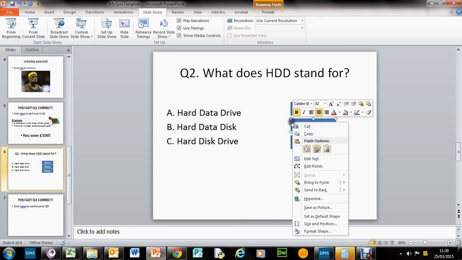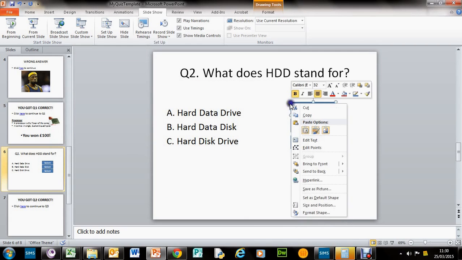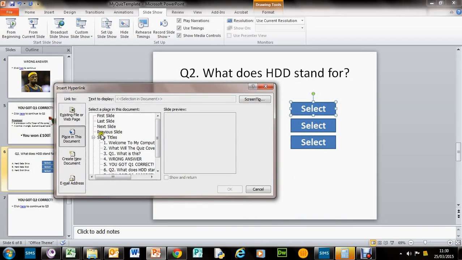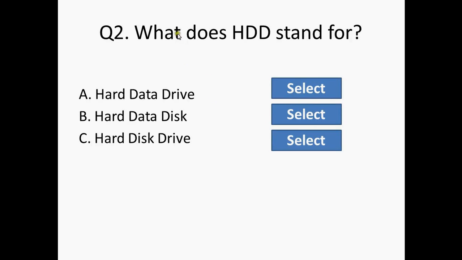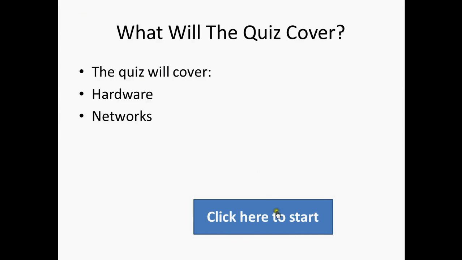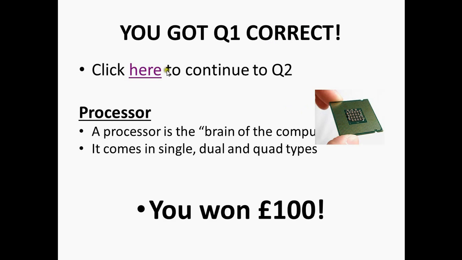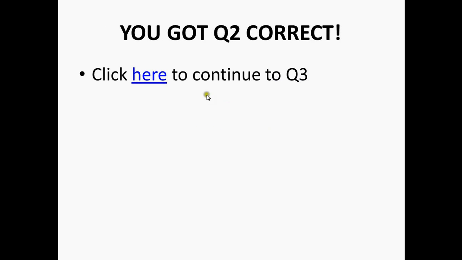So hyperlink, wrong answer. Okay, hyperlink, wrong answer. Let's test this out. See, you've got the little hand there. There we go, you got wrong answer. Oh, start again. We know that one's correct. Click here. Is it that one? Yay, we've got question 2 correct.